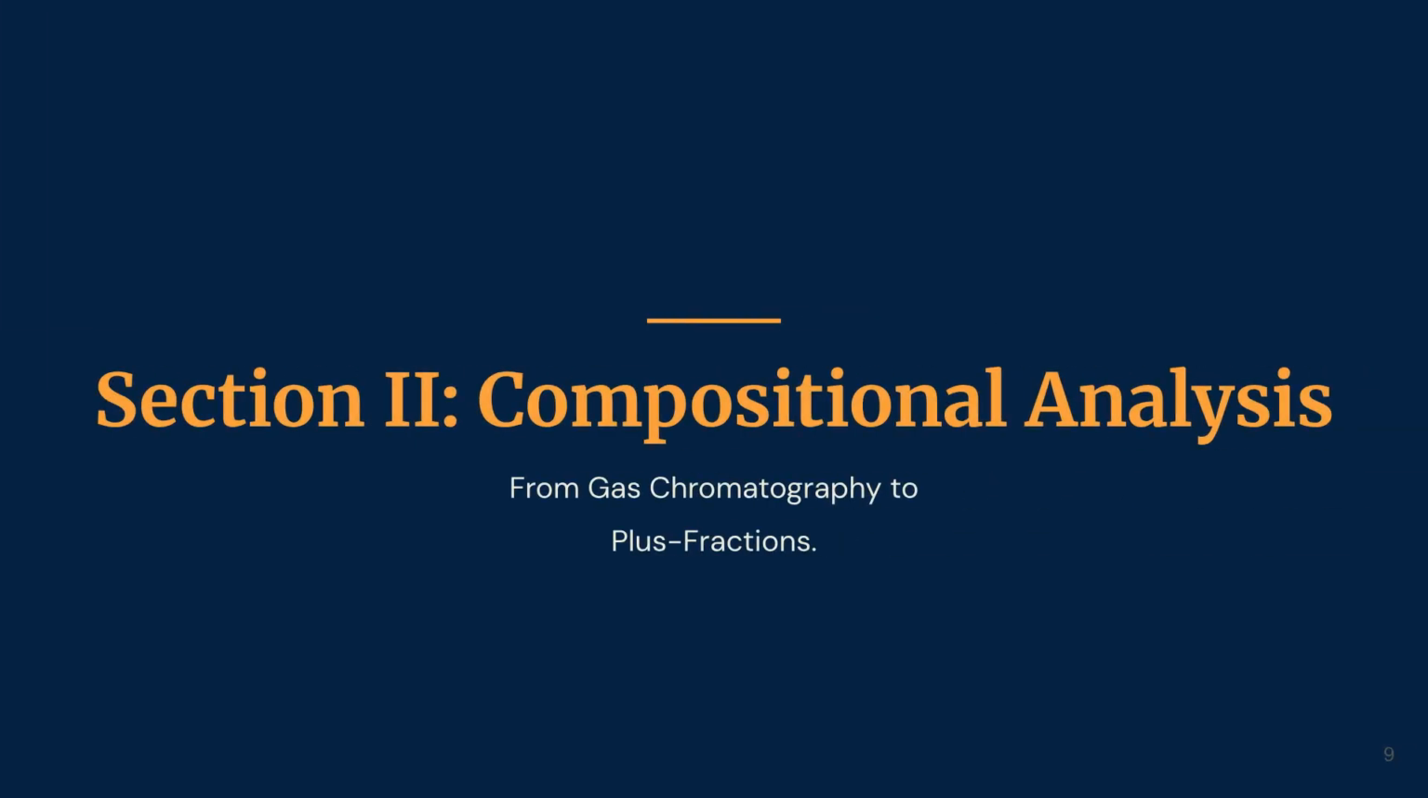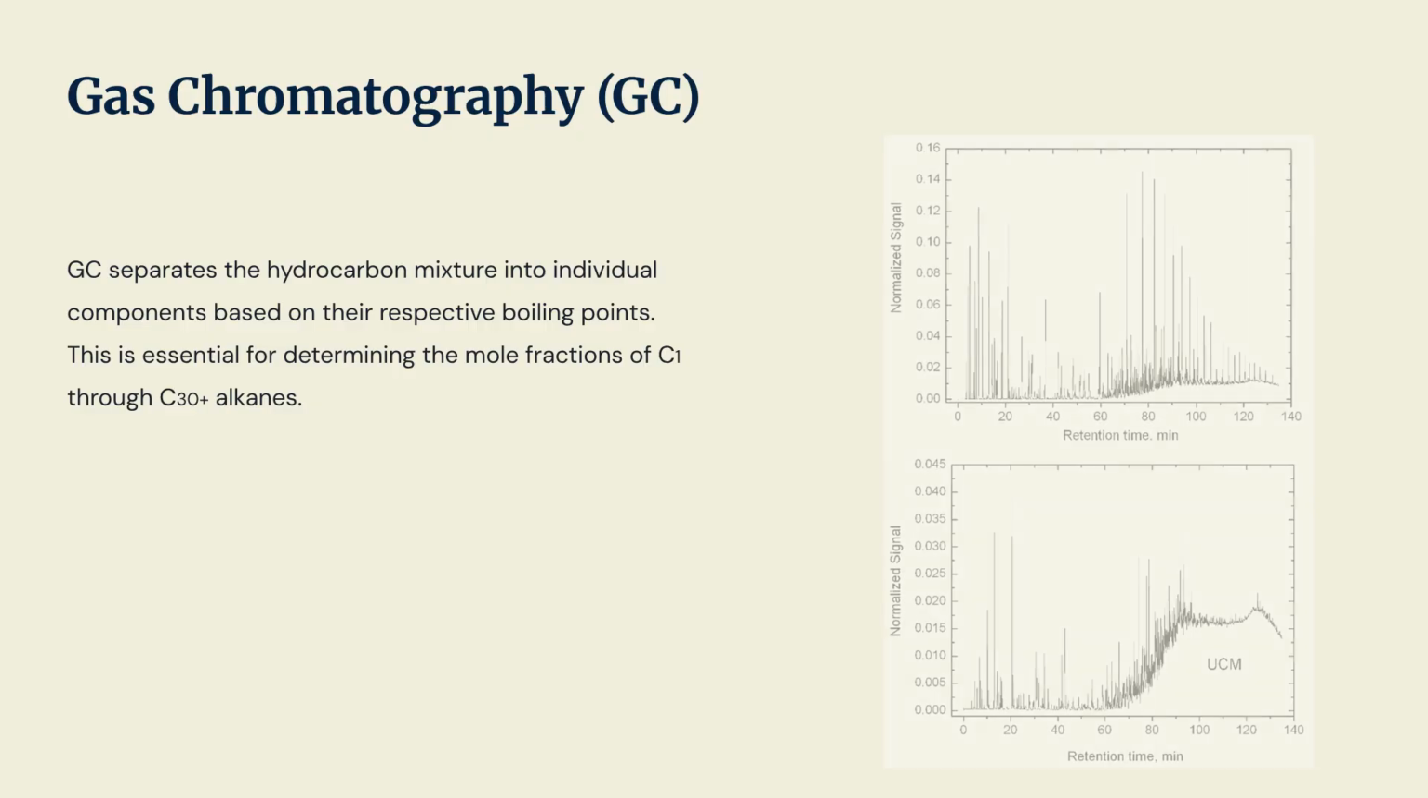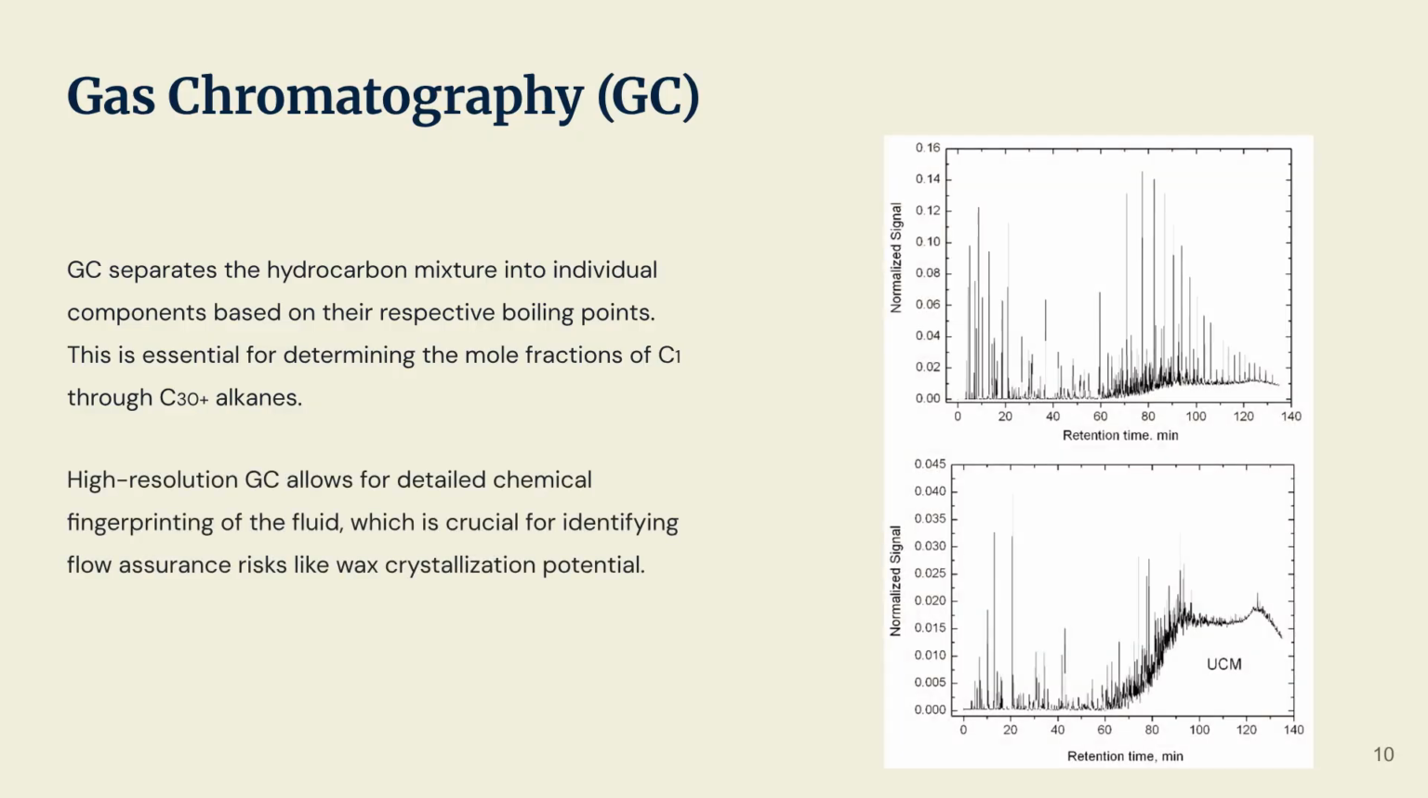Moving to Section 2, we will explore compositional analysis, covering the journey from gas chromatography to managing plus fractions. Gas chromatography is used to separate hydrocarbon mixtures into individual components based on their boiling points. This process provides a chemical fingerprint essential for identifying flow assurance risks.